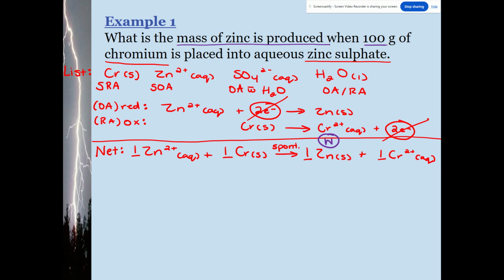It says I have 100 grams of chromium being placed into my solution. So my chromium solid is my given, and I label that as a G. Now, I am given the mass of the chromium solid, 100 grams. Whenever you're dealing with masses, right away you can get molar masses as well, because you're going to be using the formula mass over molar mass, which uses molar mass. So chromium's molar mass is 52.00 grams per mole.